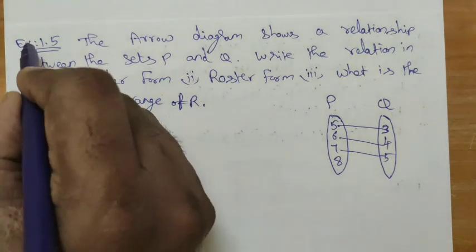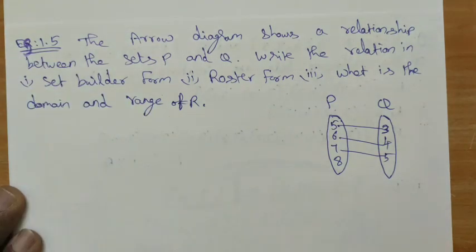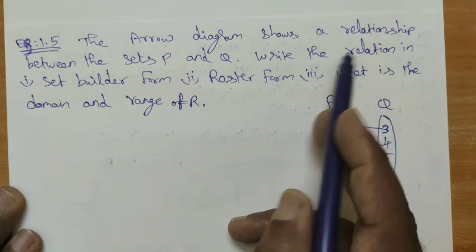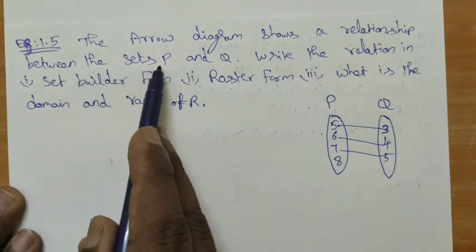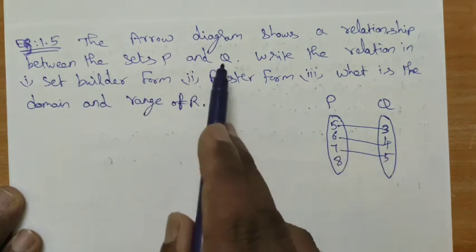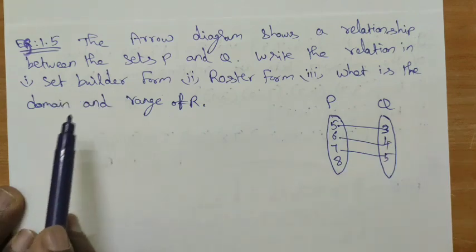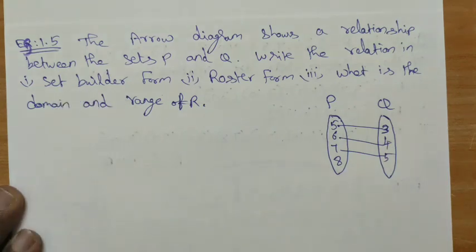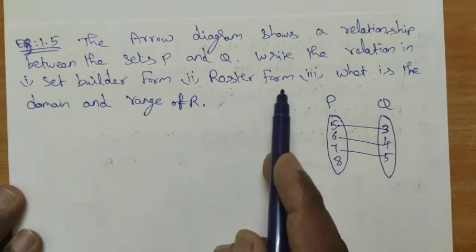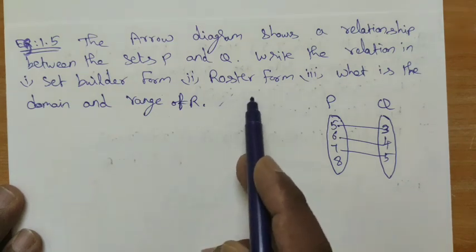See example sum 1.5. The arrow diagram shows a relationship between the sets P and Q. Write the relation first in set builder form. We know how to write the set builder form: it should be written as ordered pairs in the such-that format, right? And then roster form. Roster form is nothing but the set of ordered pairs.